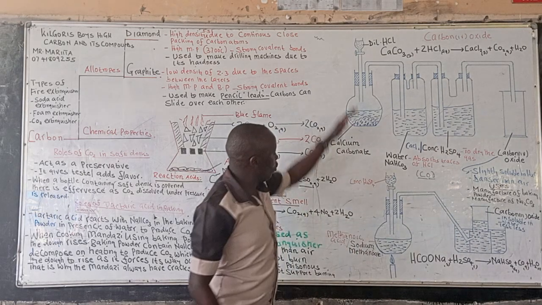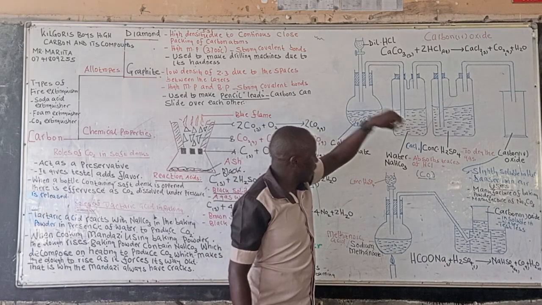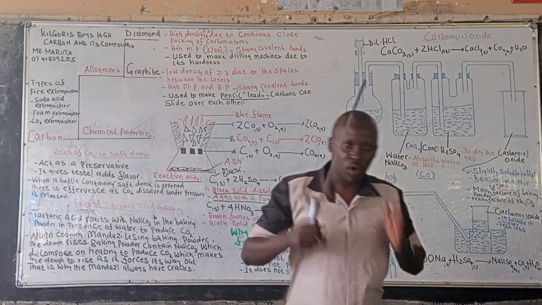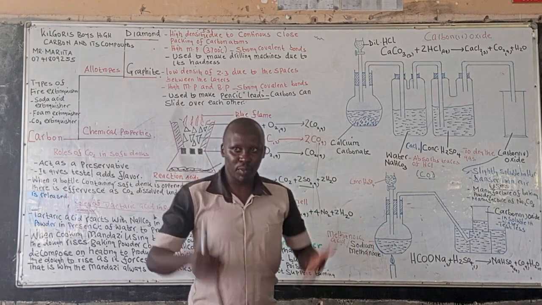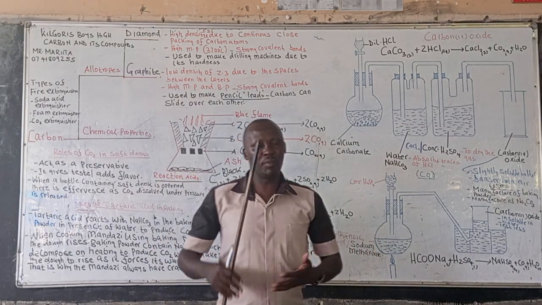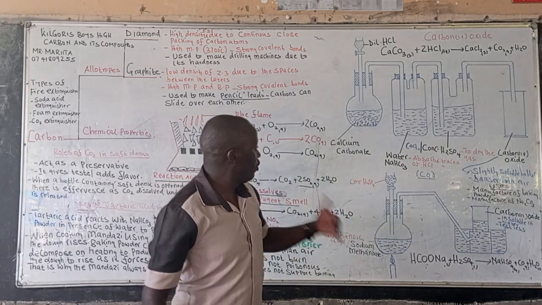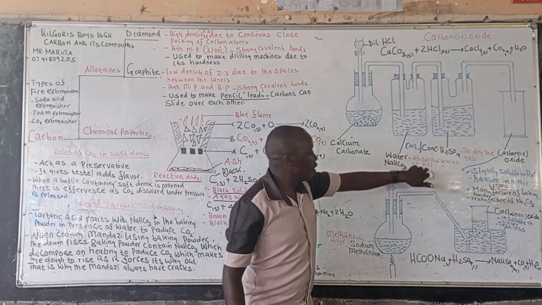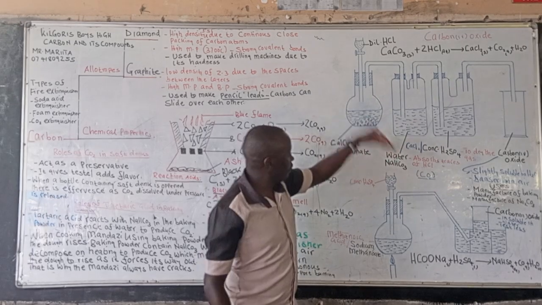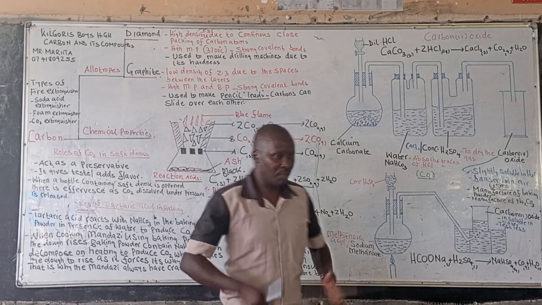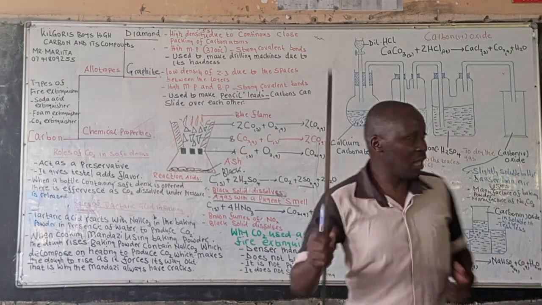Now, after we have the carbon dioxide gas, the gas is passed through either water or sodium hydrogen carbonate. What is the purpose of this water or sodium hydrogen carbonate? The purpose is to remove the traces of hydrogen chloride. It is just to remove the hydrochloric acid. So the purpose of the water or sodium hydrogen carbonate in this experiment is just to remove the traces of hydrochloric acid.